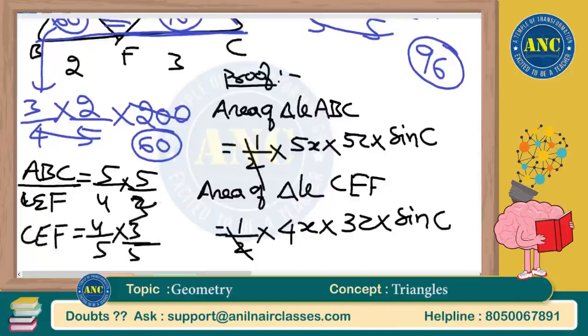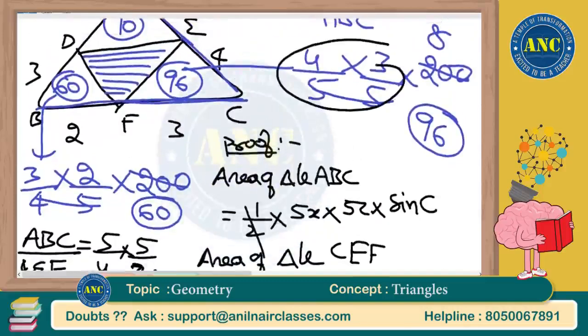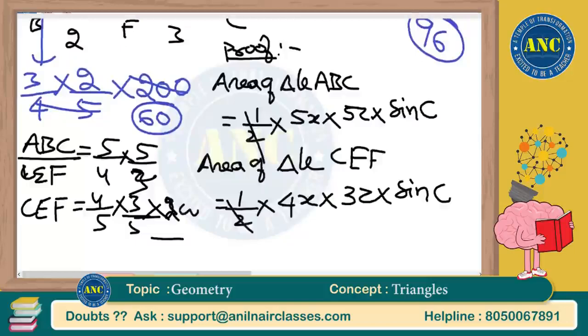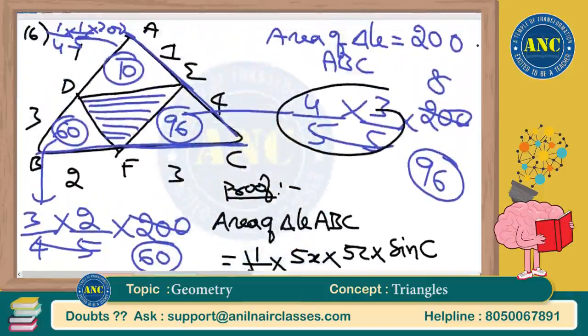I hope it is clear. That is what we got. 4 by 5 into 3 by 5. I hope the idea is clear. These are all very, very easy questions if you understand it. If you understand it directly, you will get it. 4 parts out of 5 parts. 3 parts out of 5 parts. Idea is clear. 16th question.